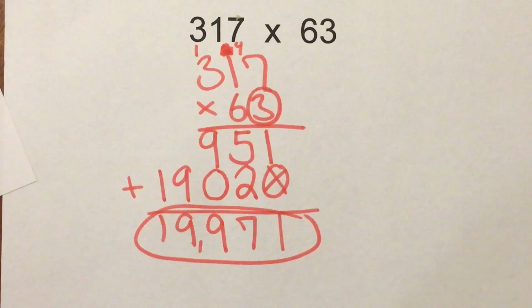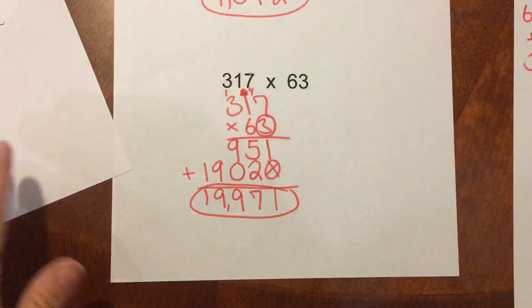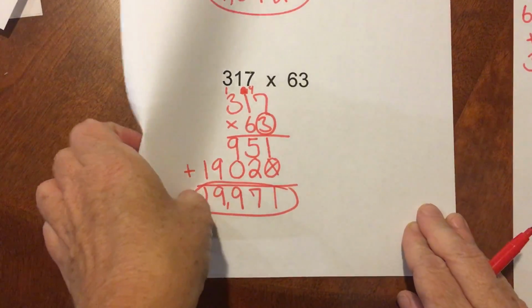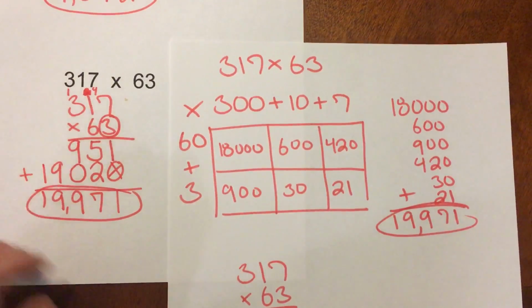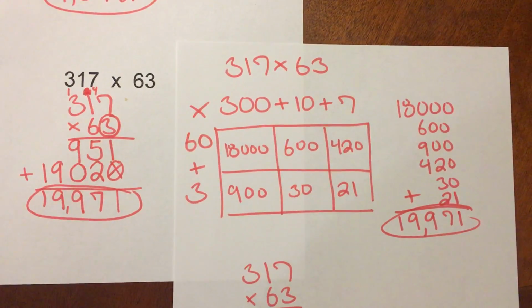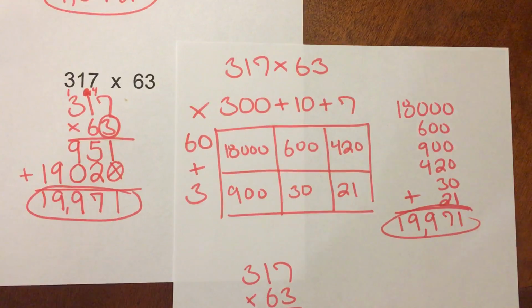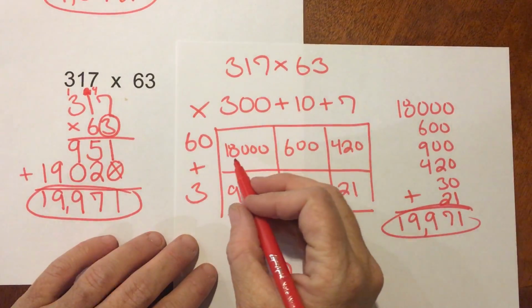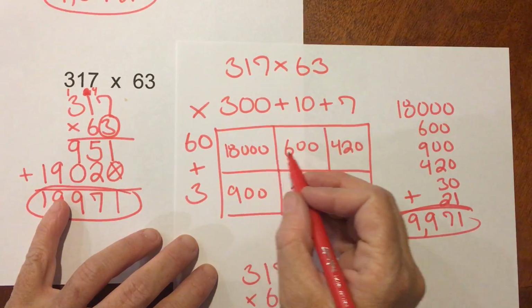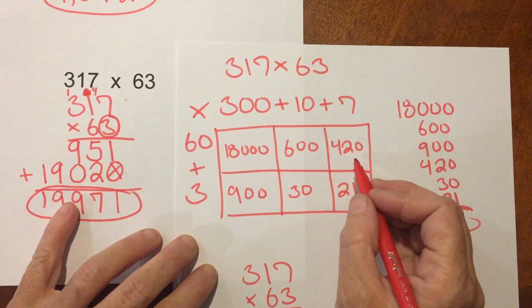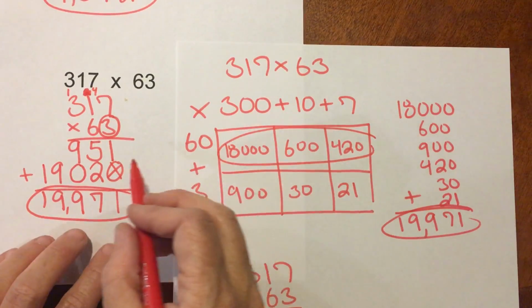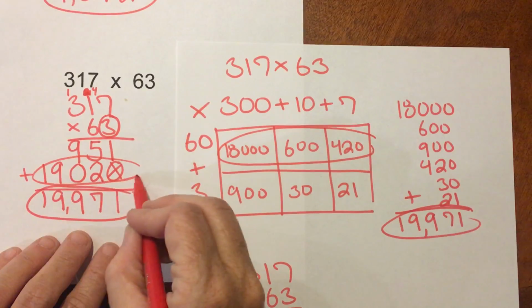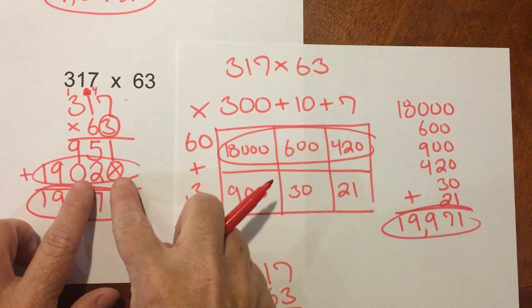And I want to show you what it would have looked like in 4th grade. So in 4th grade, we just broke it down a lot more. So in 4th grade, this is how you would have attacked this. Now these numbers still are going to match up. If I would add 18,000 plus 600 plus 420, guess what I'm going to get? Right here, 1,920. They're the same.